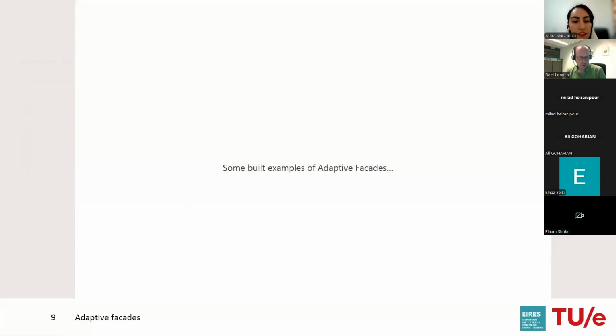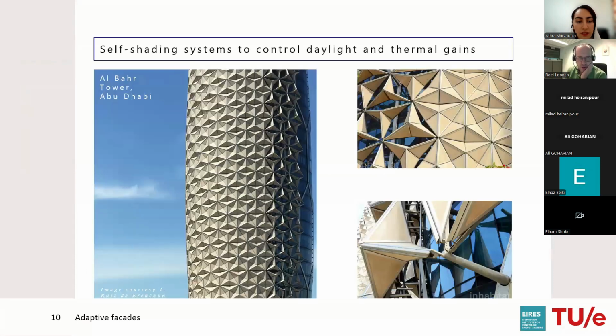So let me then show you a couple of built examples of these adaptive facades, and I think many of them are probably already known to you. Very famous example in Abu Dhabi, where actually the functionality or performance was really secondary during the design, and making something that looks impressive was the primary consideration. And I think we can say that this goal was definitely achieved.